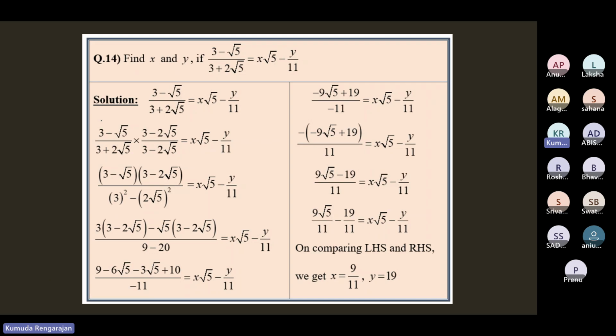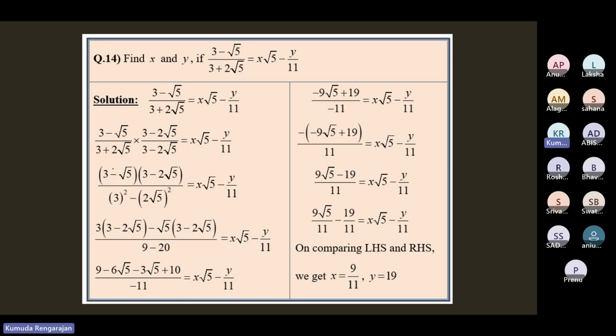If maybe you've written 3 minus root 5 the whole square or 3 minus 2 root 5 the whole square by mistake, these are two different expressions. It's not 3 minus root 5 into 3 minus root 5; then it is 3 minus root 5 the whole square. This is 3 minus root 5 into 3 minus 2 root 5. They are two different expressions. So how do you multiply?